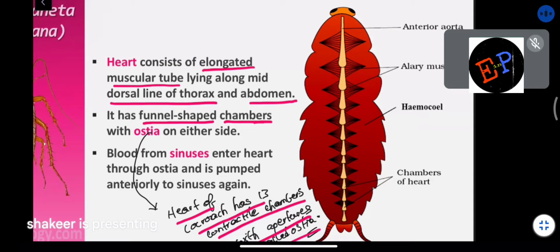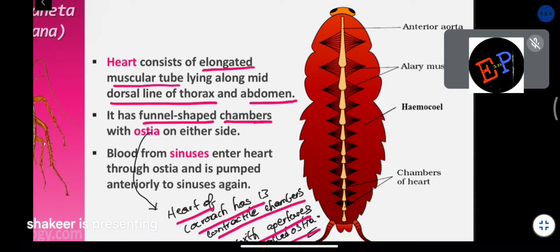So blood is pumped into the heart through these ostia from a region which is called the sinus. Through the sinus, blood is pumped into the heart with the help of these holes, which are called ostia. Are you able to understand? And this heart again pumps the blood into the sinuses or the gaps, again with the help of ostia. This is what is happening. Are you able to understand?